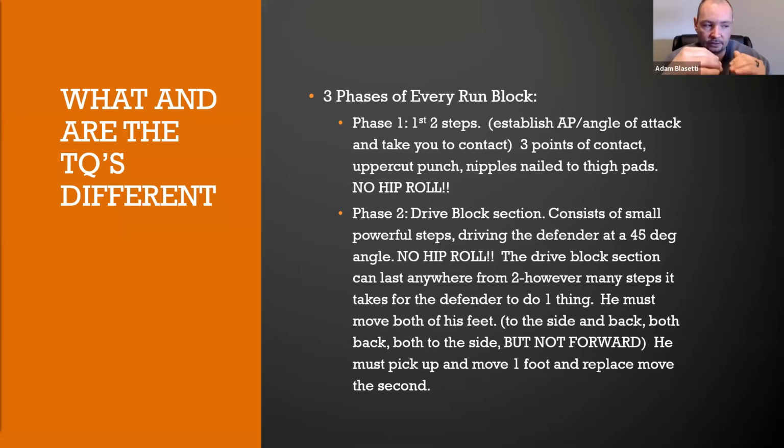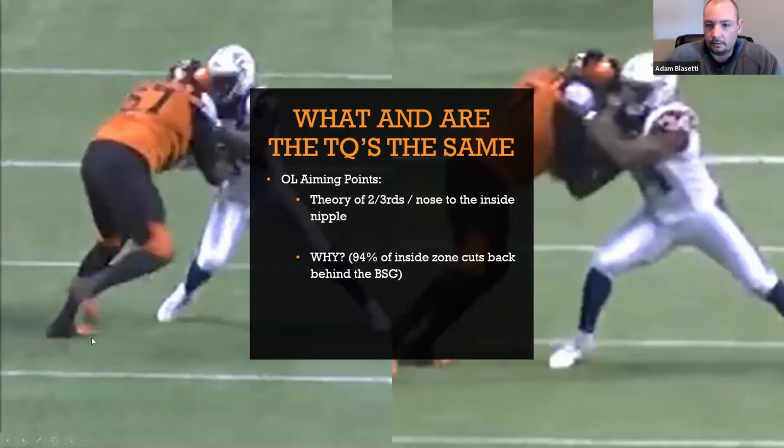Nipples need to be nailed to our thigh pads with no hip roll. So what that means is, if we're looking at the picture in the background, this is Antonio Johnson. He spent some time with the Houston Texans. I think he's a very good offensive lineman. You can see that he's making contact with the defender with his face mask and a double-fisted uppercut.